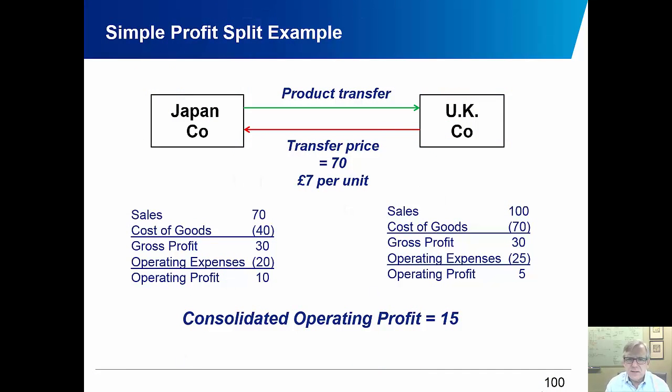So we're going to start from a case that we've used a lot in these training videos, and that is the case of Japan Co. and a related party UK Co., where Japan Co. is selling products to UK Co., and the price is £7 and they're 10 units, so the total transfer price is 70. They show up as Japan Co.'s sales, and they show up as UK Co.'s cost of goods sold. So with that base case to start from, let's talk about applying a residual profit split.